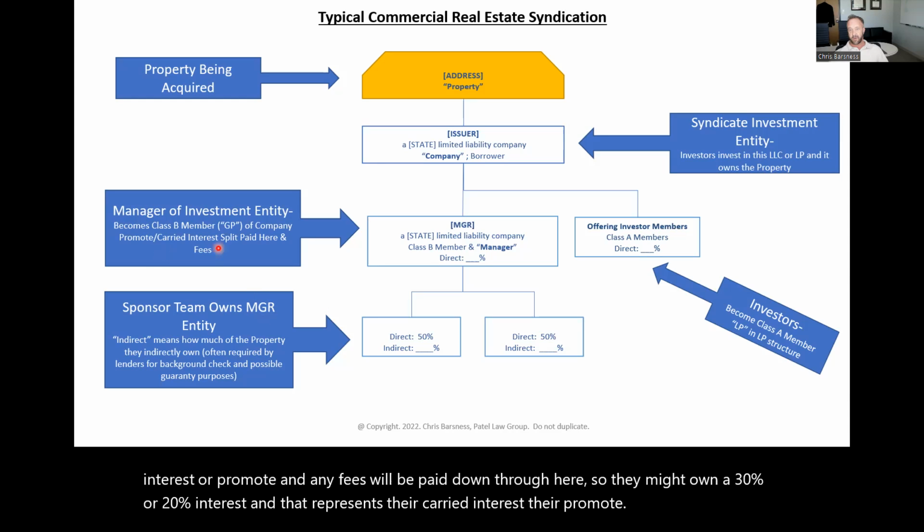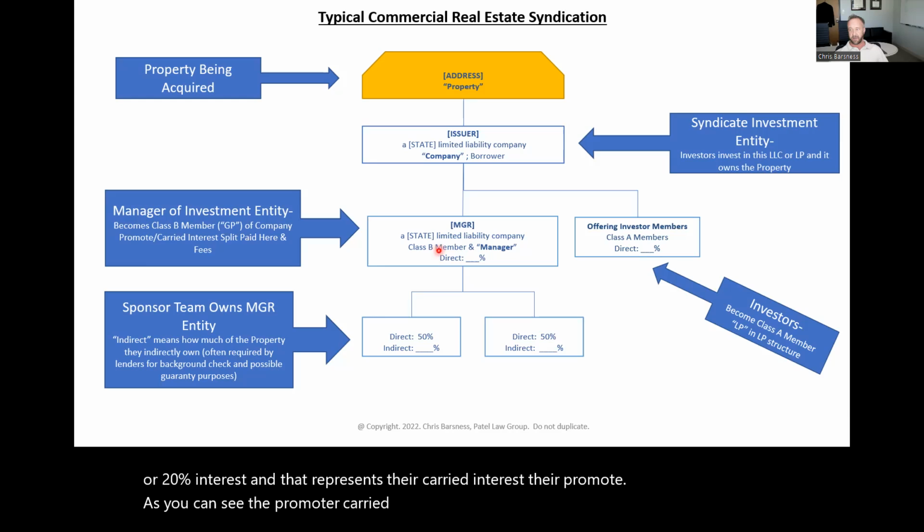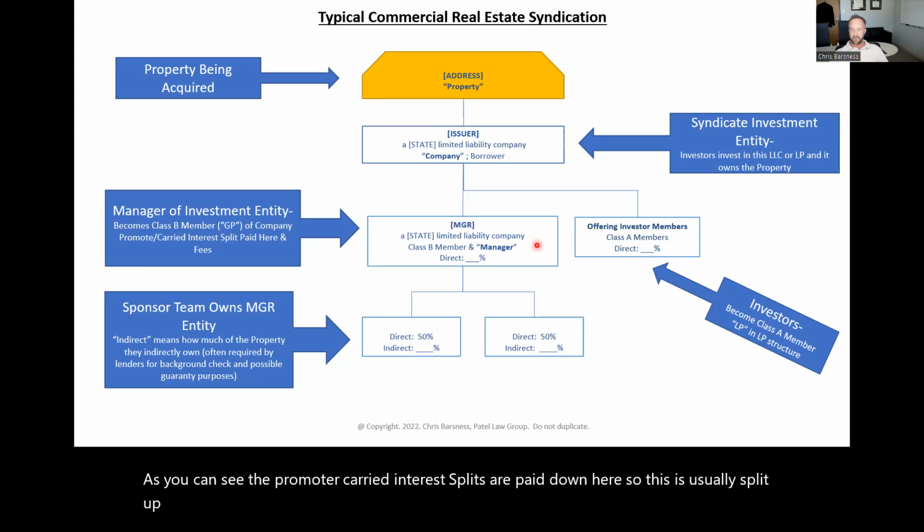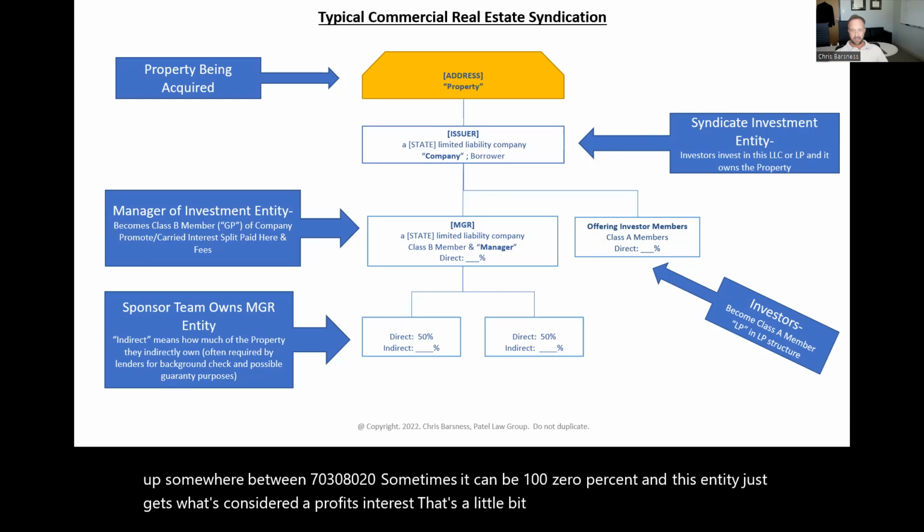As you can see, the promoter carried interest splits are paid down here. So this is usually split up somewhere between 70-30, 80-20. Sometimes it can be 100%, 0%, and this entity just gets what's considered a profits interest. That's a little bit more complicated, so I won't get into too much of that today.